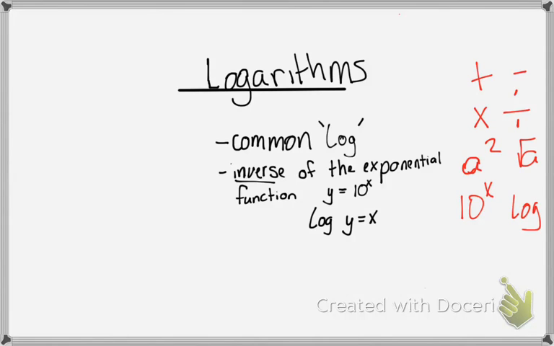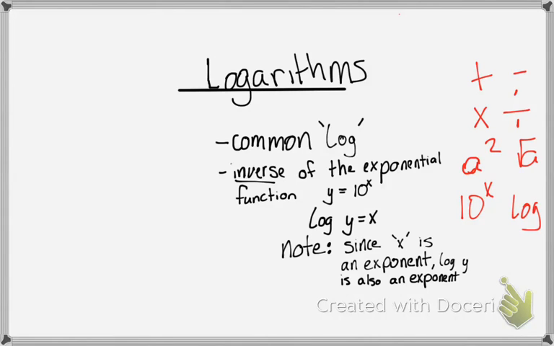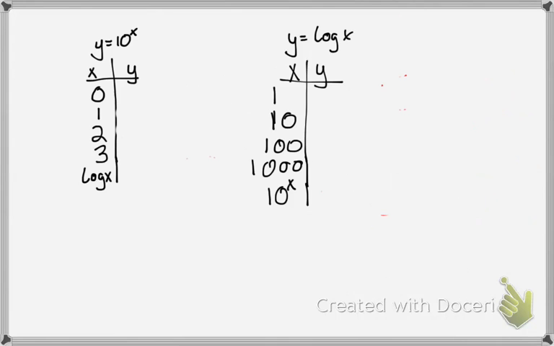If you note, our base from the exponential function is no longer even listed here. And the second thing I want to notate is, since x is an exponent, x's location is an exponent in the equation, log of y is equal to an exponent, so that's going to make log of y also an exponent. What that's going to mean is exponent rules are going to apply.